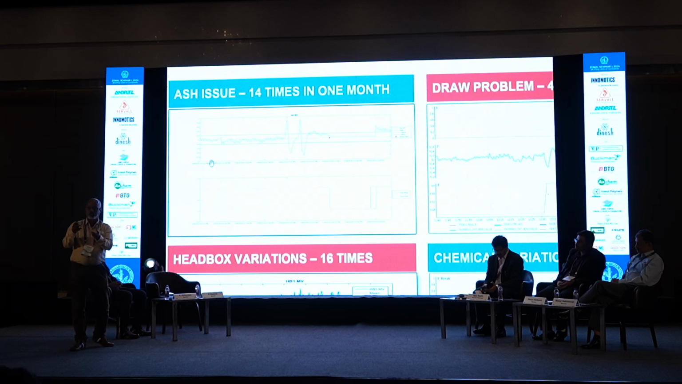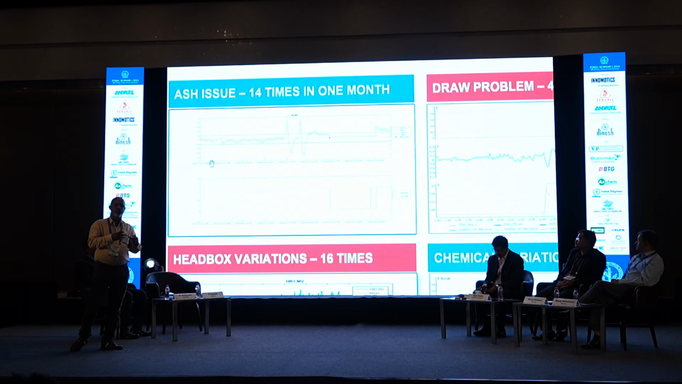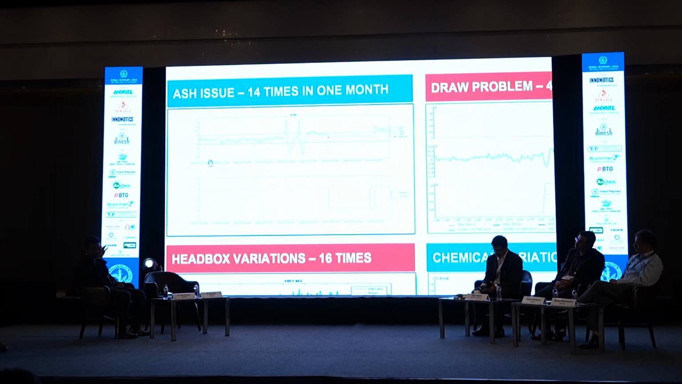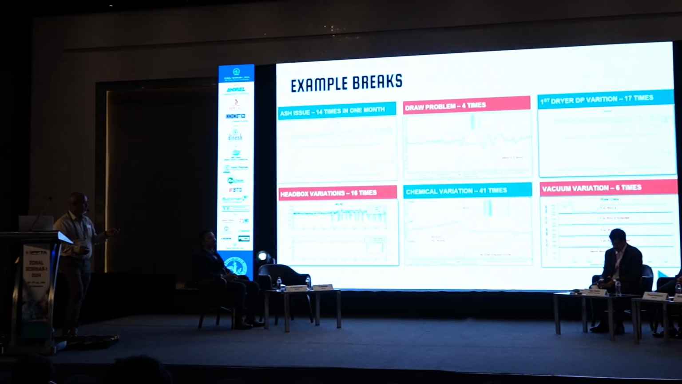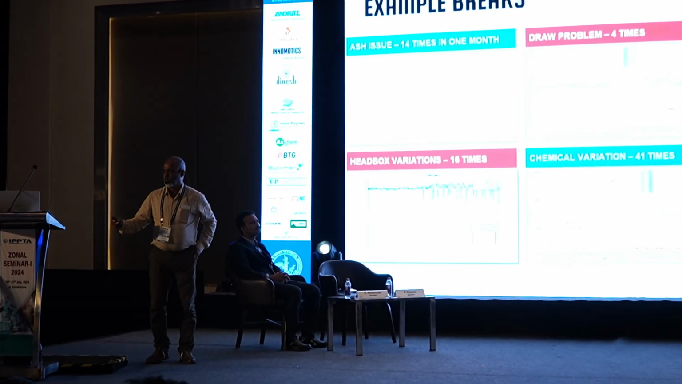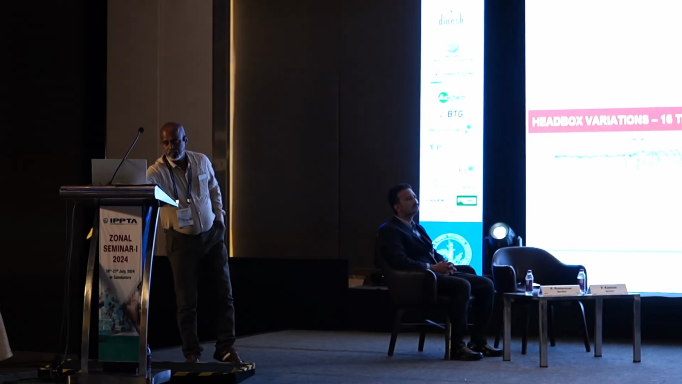We don't know what the process variability is, and then we have to go with that and understand the process variability, how it affects the product variability. Once we understand, then we have to solve this problem. Things like maybe headbox variation, chemical variations, or vacuum variations. So this is a classical example.